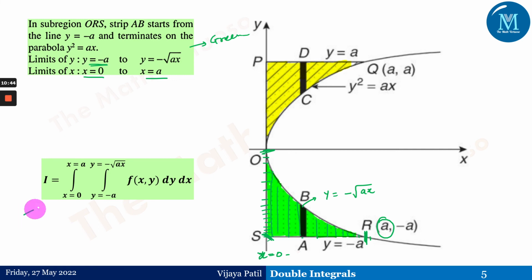And if you want to write down this particular limit, the I1 part, I1 is integration x is equals to 0 to A, integration from y is equals to minus A to minus of square root of ax. This is for the first part, or you can say the part of green color.